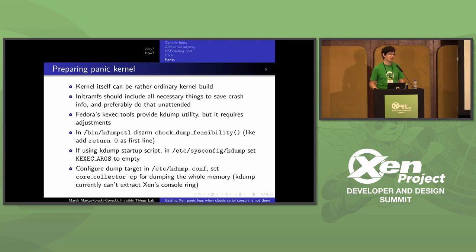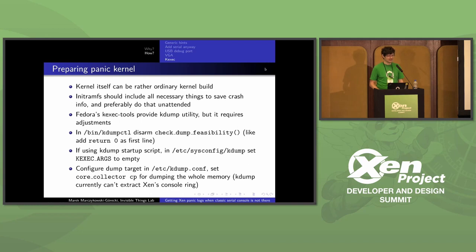It is written with KVM in mind, or generally with Linux in mind, so it needs a few modifications to get it working with Xen. First of all, the kdumpctl bash script assumes you will be dumping Linux. So there is a check dump feasibility function that checks if crash kernel area is enabled in Linux. It doesn't check if it's enabled in Xen. So you basically need to disarm this function because otherwise it will fail before doing anything.